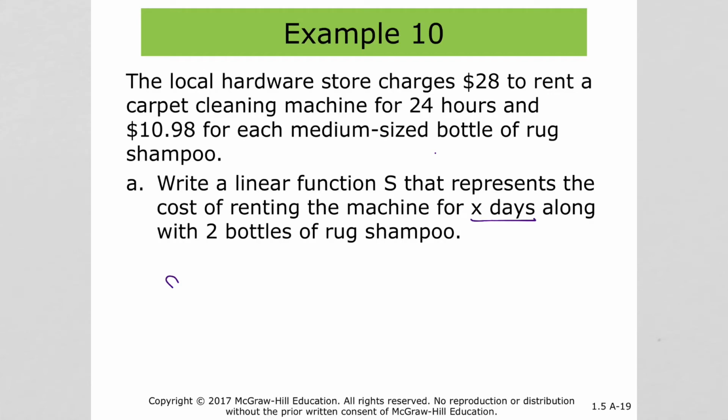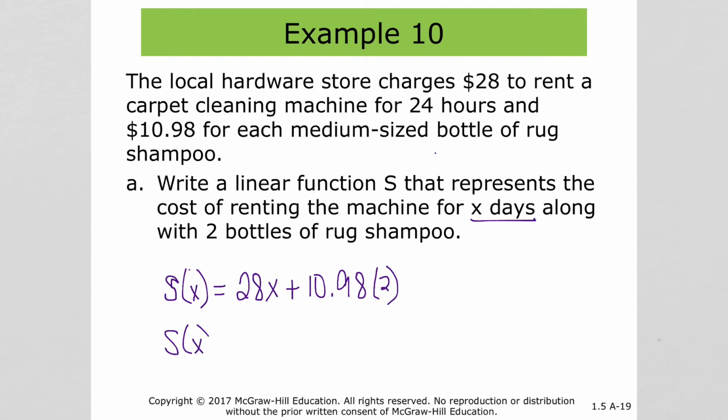So it says S is the cost for us. So S of X is, the machine is $28 per day. So 28 times X plus we're getting 2 bottles of shampoo, and we know that that's a fixed amount there. So it's 28x plus 21.96.